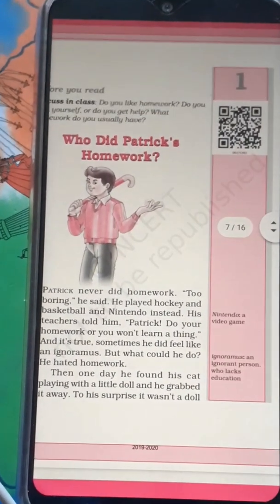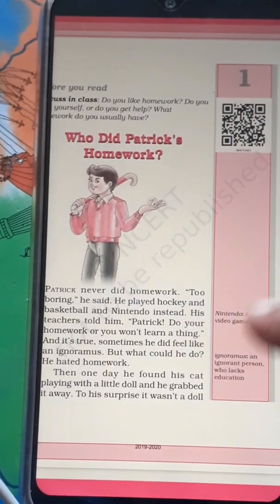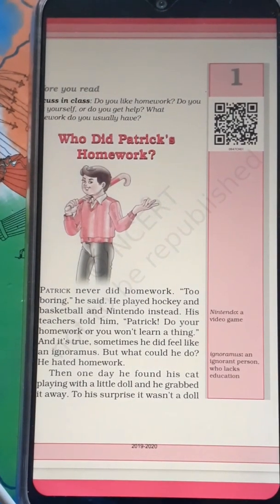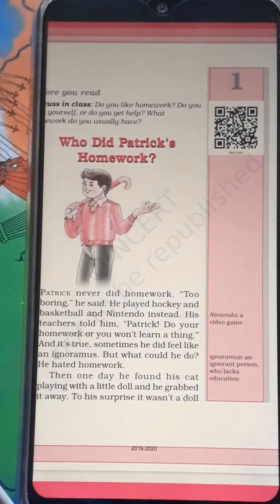Before we move on to further explanation, I would like to give you some word meanings. You'll come across two new words. Nintendo is a video game. Ignoramus means an ignorant person who lacks education.